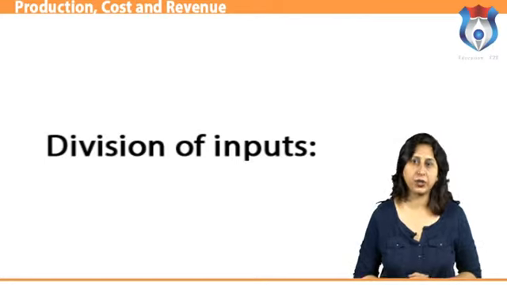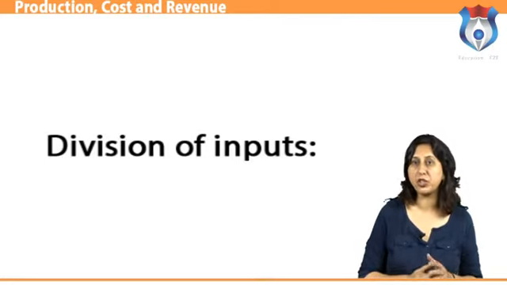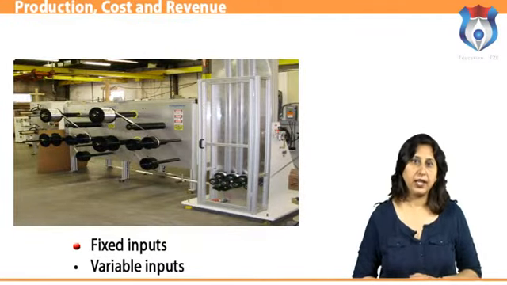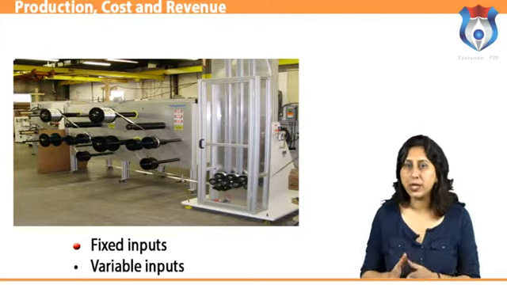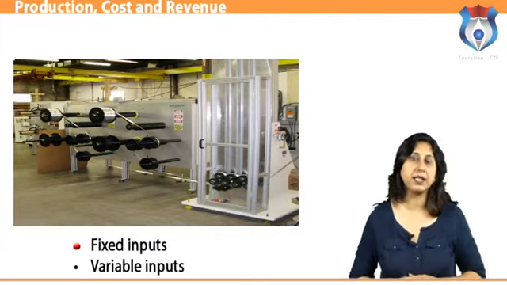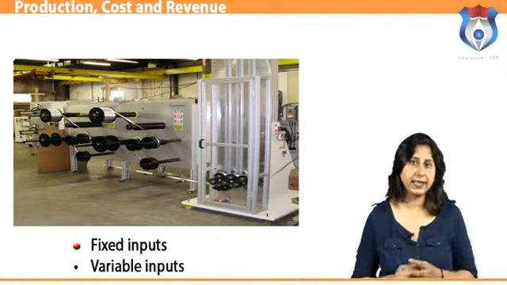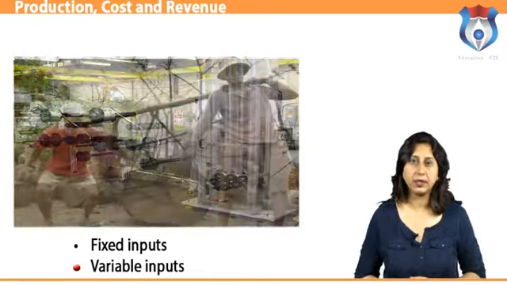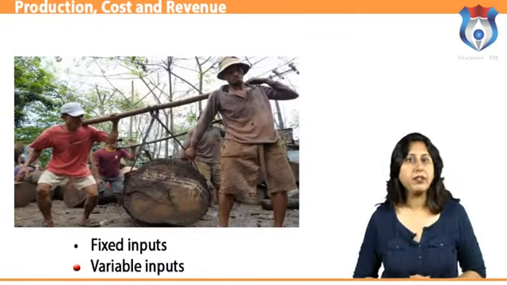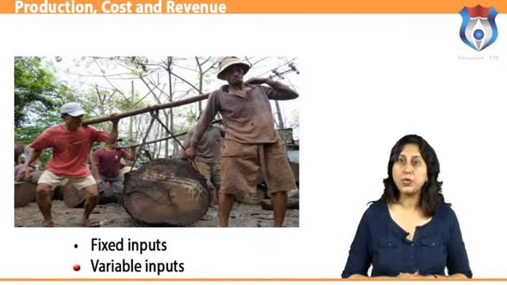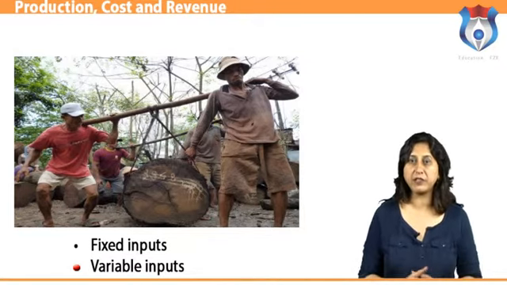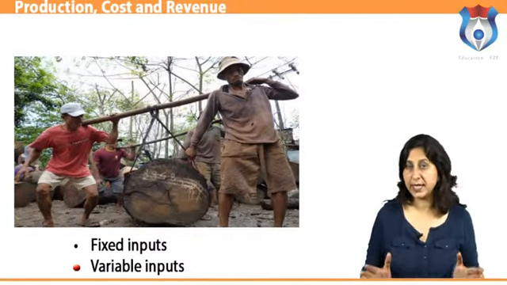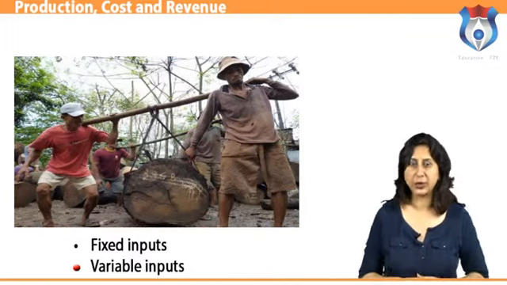Another important distinction is the division of the inputs into two categories. Fixed input is one whose quantity cannot be varied during the time under consideration. Inputs that are classified as fixed inputs include the plant and equipment of the firm. Variable inputs, on the other hand: a variable input is one whose amount can be changed during the relevant period. For example, in the construction business, the number of workers can be increased or decreased on short notice.